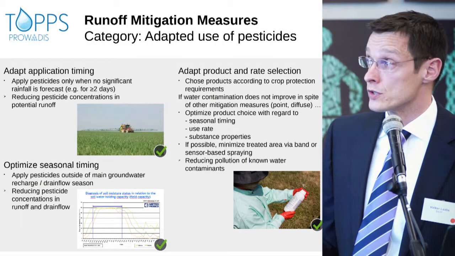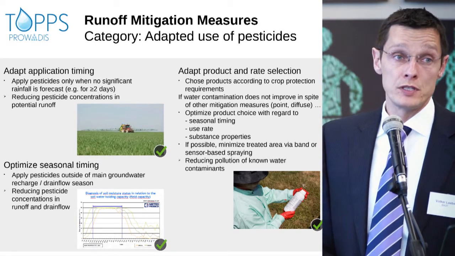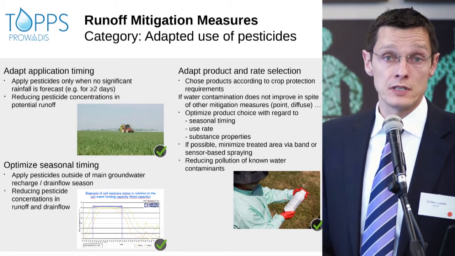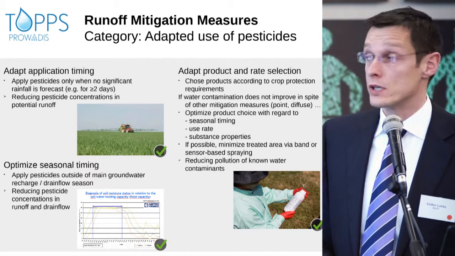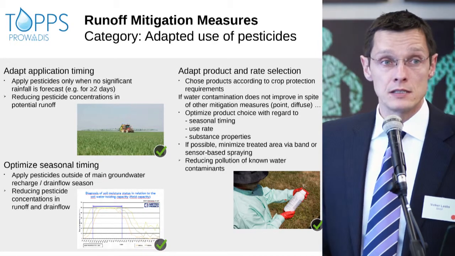So clearly, one of the quite important categories is to adapt the use of pesticides when it comes to mitigation of crop protection product runoff from agricultural areas. So one is, of course, to adapt the short-term application timing. Be sure that you don't apply shortly before significant or heavy rainfall. That's important. But it's also a question of how to optimize the seasonal timing.